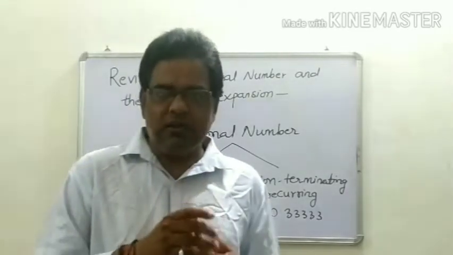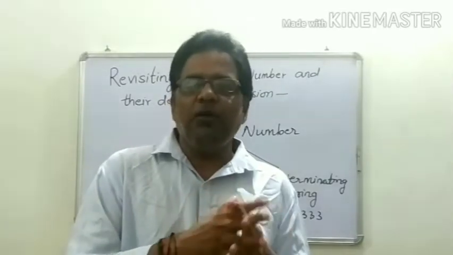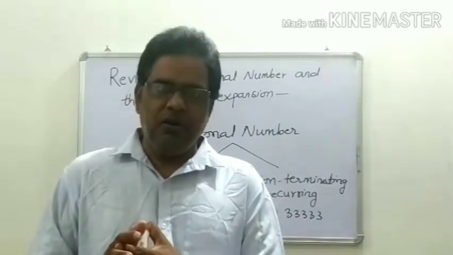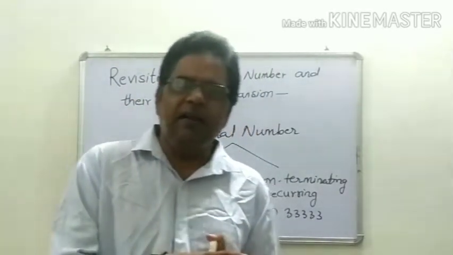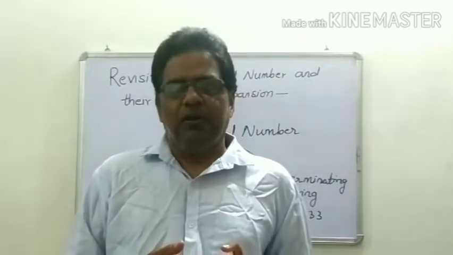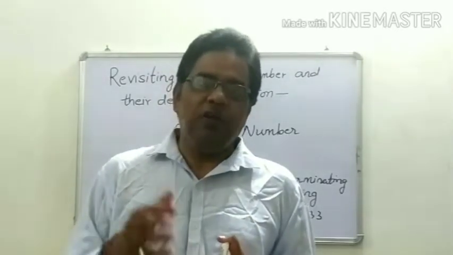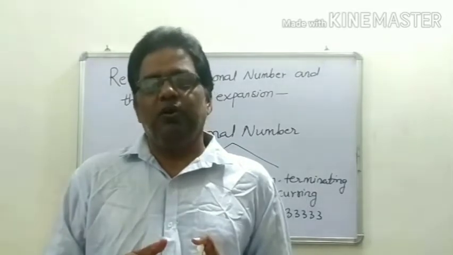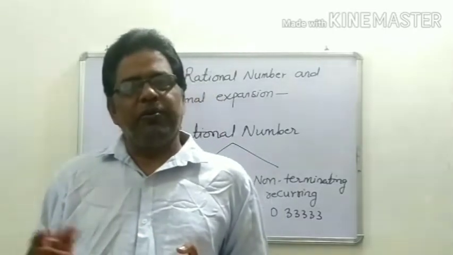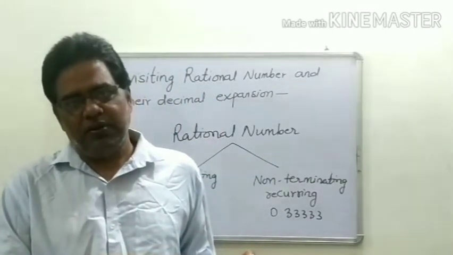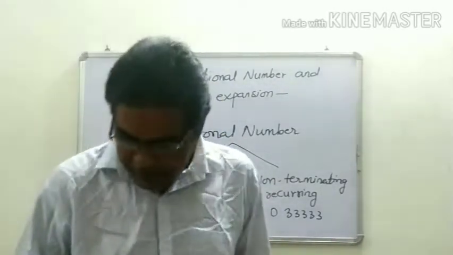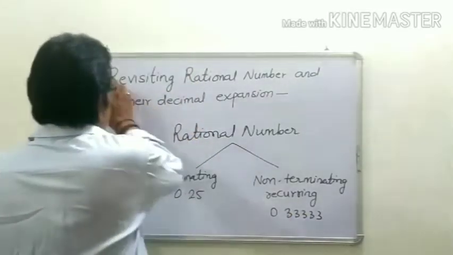Now, here in this chapter, we'll try to find out, if we are given a rational number, how will we find whether it's terminating or non-terminating and recurring. You'll be given a number and you'll be asked to find out if it is a terminating type rational number or non-terminating recurring type rational number. You'll have to say that. So let us begin.